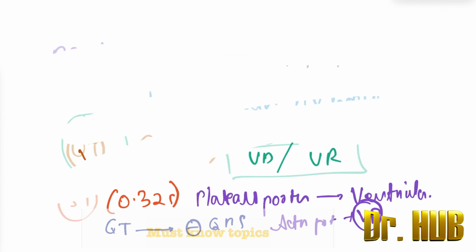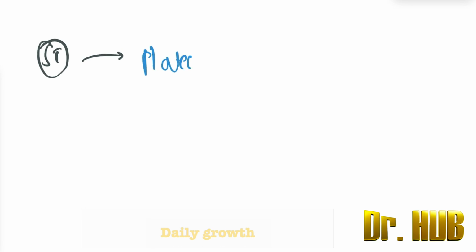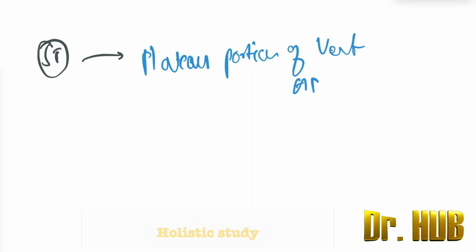Next, we'll move on to the ST segment. Looking at the ST segment, this stands for the plateau portion of the ventricular action potential. So we have fully discussed the ECG wave components and what they correlate to physiologically.